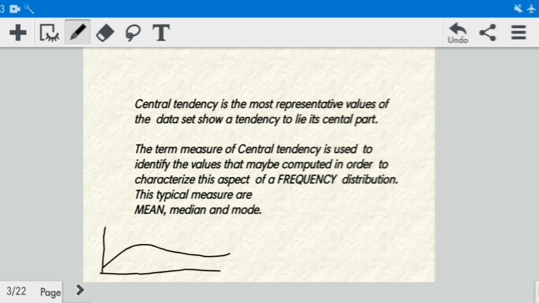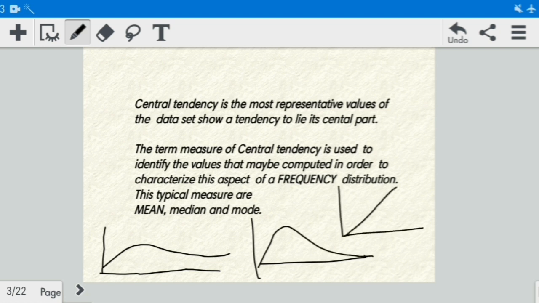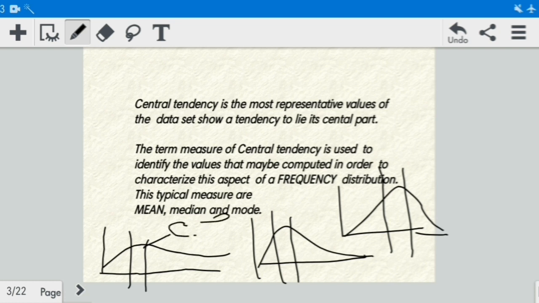Here I show three graphs of frequency distribution. This part shows the central tendency. The typical measures are mean, median and mode.